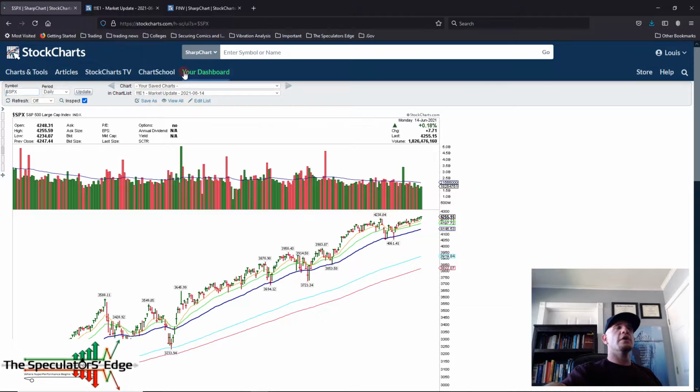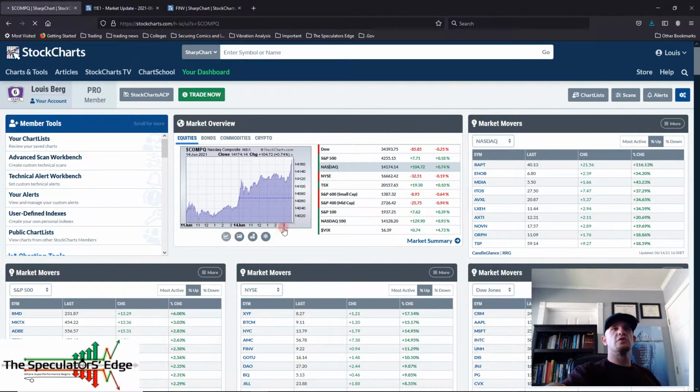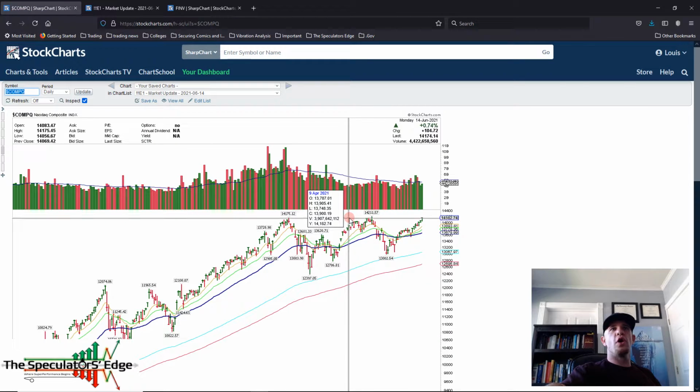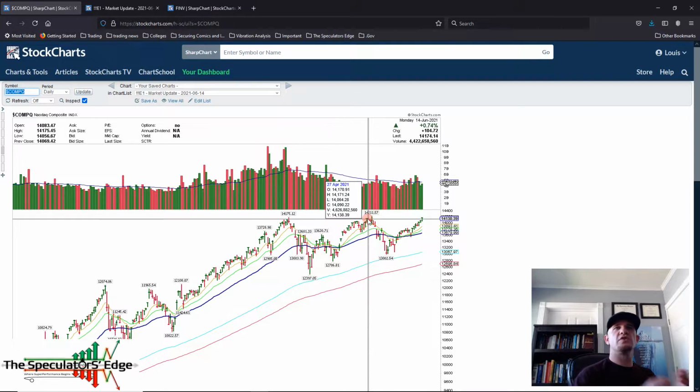Let's go look at the NASDAQ. I know the NASDAQ had a good day too. It's pushing towards all-time highs right here. If it can crack that $211.57 level, we're reaching new all-time highs. That's good for growth stocks.